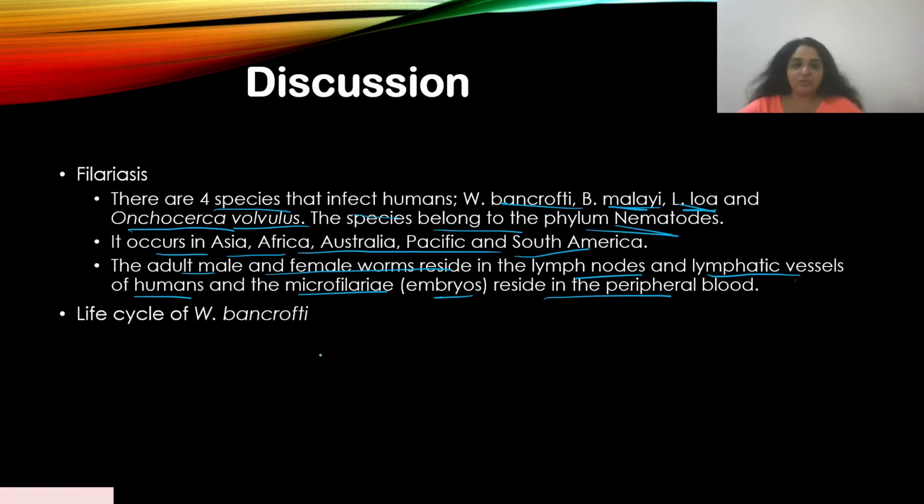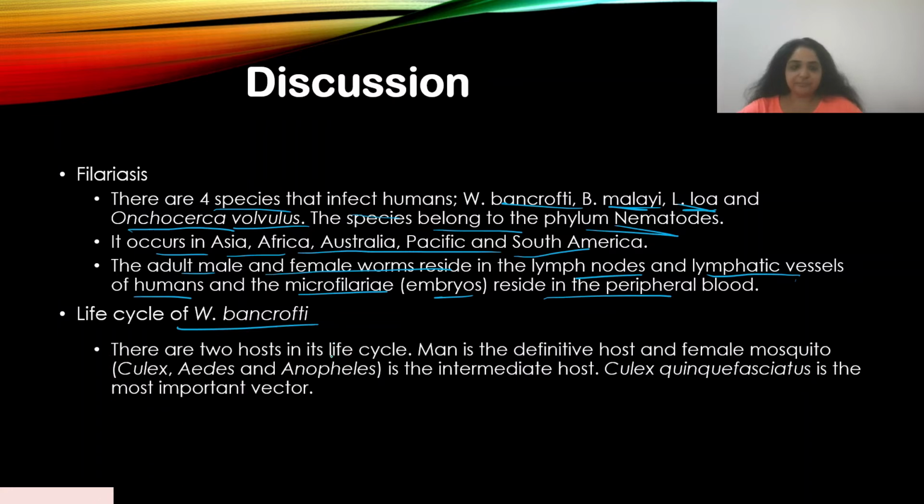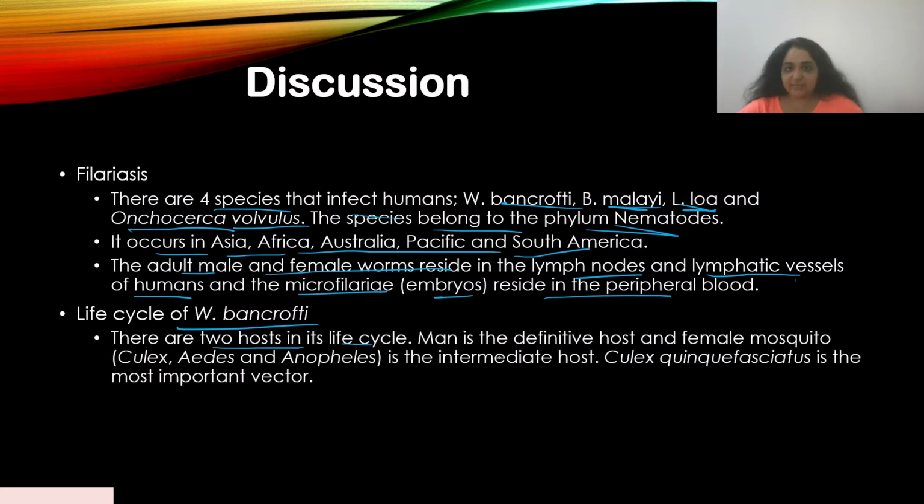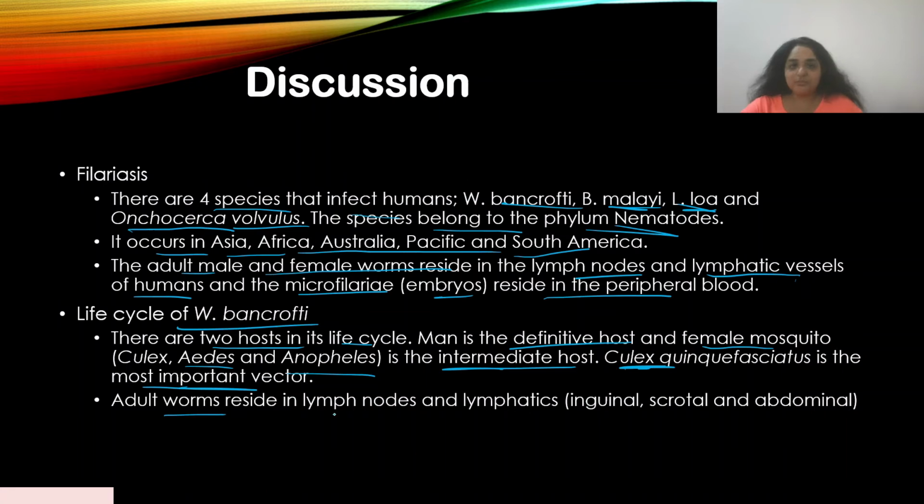Let's look at the life cycle of Bancrofti. Now, there are 2 hosts in its life cycle. Man is the definitive host, and the female mosquito is the intermediate host. A Culex mosquito is the most important vector. There are other genera, Aedes and Anopheles also, but Culex is the most common vector found, which carries this pathogen. The adult worms reside in lymph nodes and lymphatics of the inguinal, scrotal, and abdominal areas. That's the lower limb area.